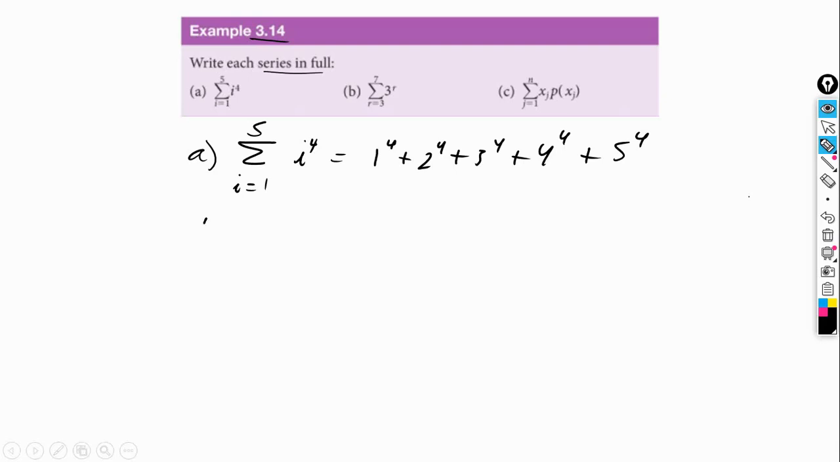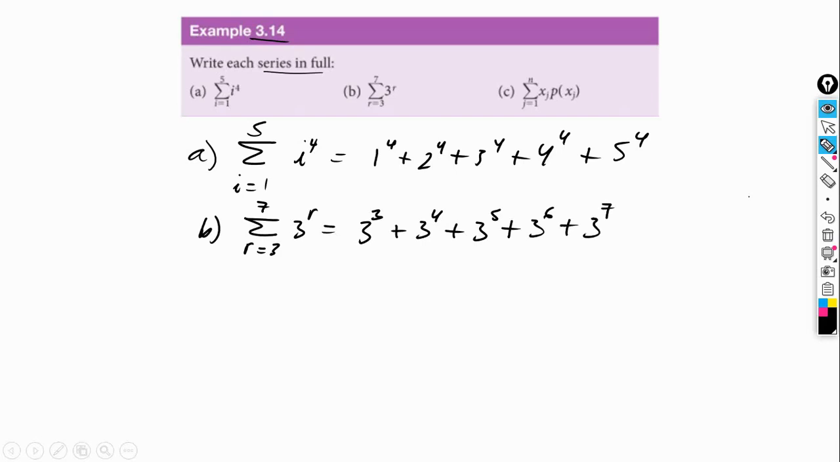For B, we have the sum from r equals 3 to 7 of 3 to the r. That means that we start at 3, so that would be 3 to the 3 plus 3 to the 4 plus 3 to the 5 plus 3 to the 6 plus 3 to the 7. Again, we don't solve it, we just leave it like that.